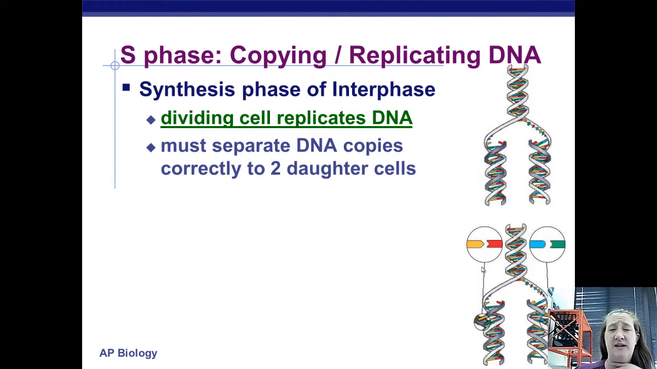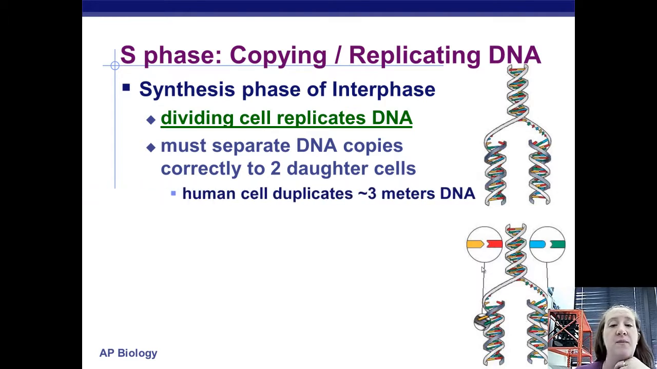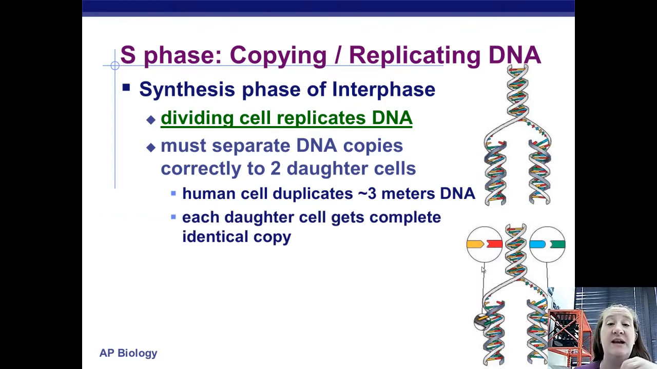But for now, just remember that the two strands of DNA unwind, and each is used as a template to make a new copy. And it's really important that the new copy is exactly identical to the original copy. You've got over 3 meters of DNA in each cell. That's a lot of DNA, okay? And each daughter cell has to get a whole complete copy.